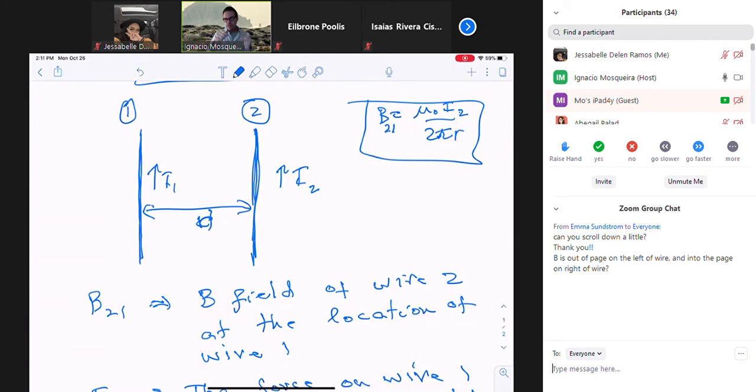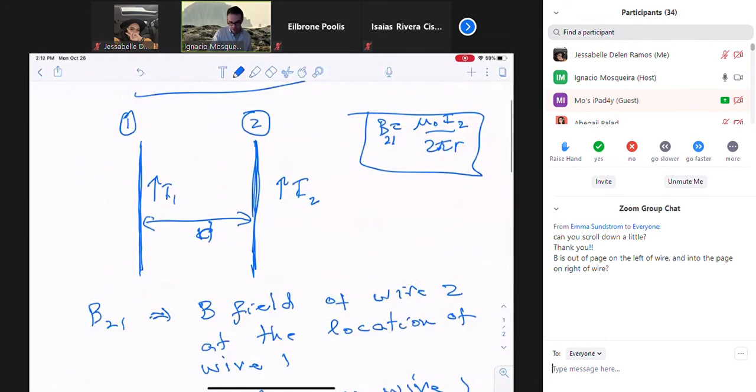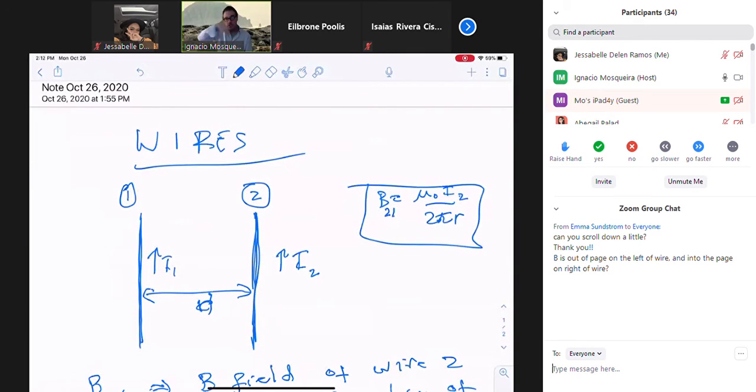But let me make sure again. Okay, so this is wire 1. This is wire 2. So I put my thumb in the direction of the current, like this, and then my fingers wrap around the direction of the B field. So the B field keeps changing. We did that at the bottom. I just erased it, but it's okay. The B field keeps changing depending where you are.